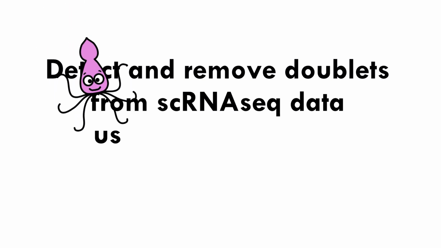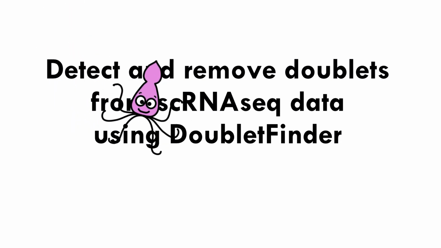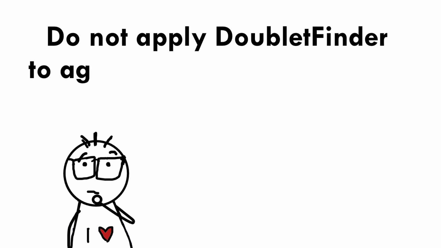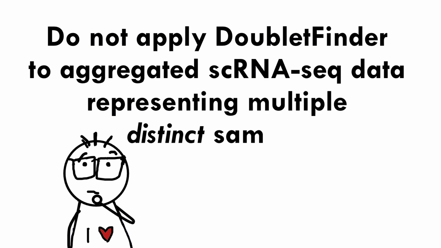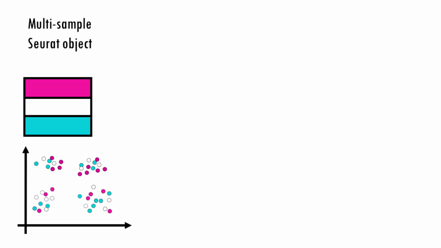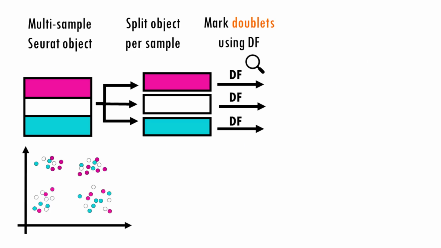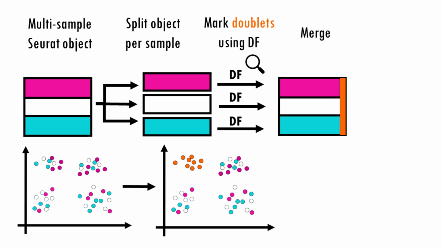So let's pick up where we left off. DoubletFinder is an R package that predicts doublets in single-cell RNA sequencing data, and one of the biggest advantages is that it is now compatible with Seurat. One important thing to note is that you need to run it on a per-sample basis, same as scDoubletFinder. So the way I have it set up is that I split the Seurat object based on the sample ID and then run DoubletFinder on each of the samples.